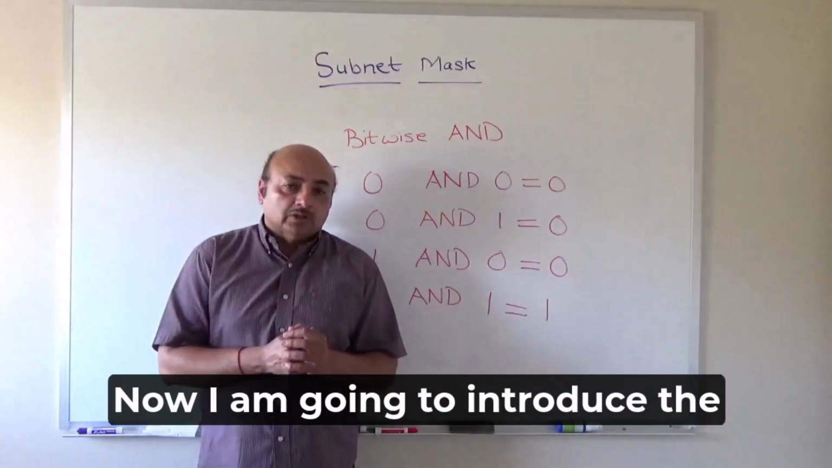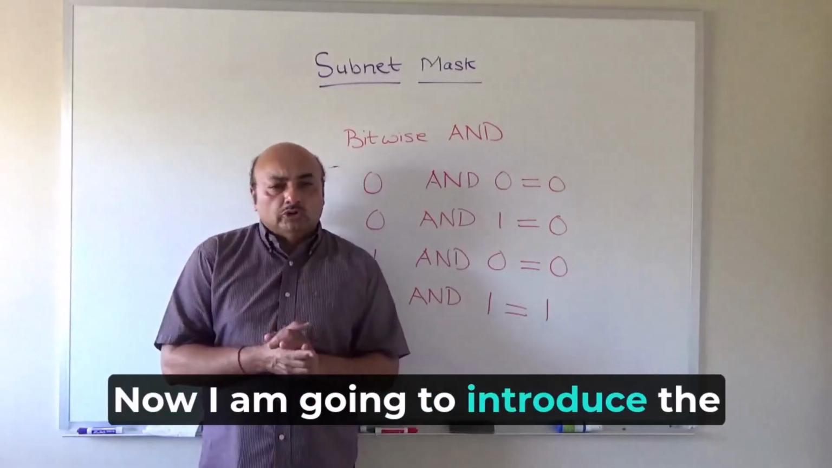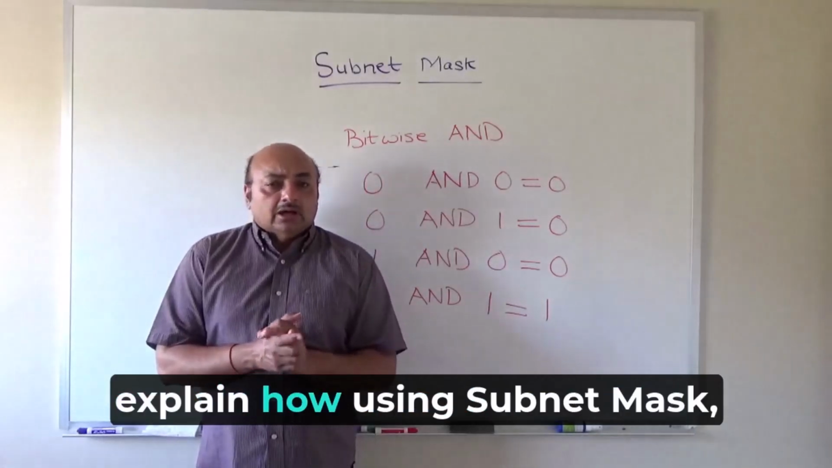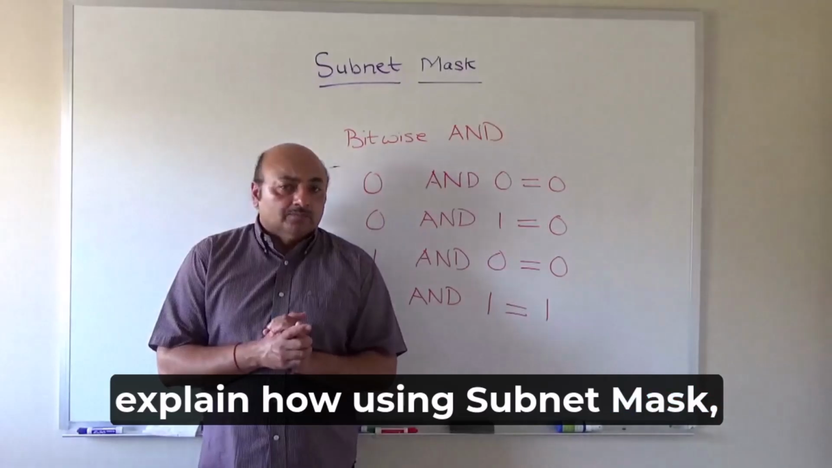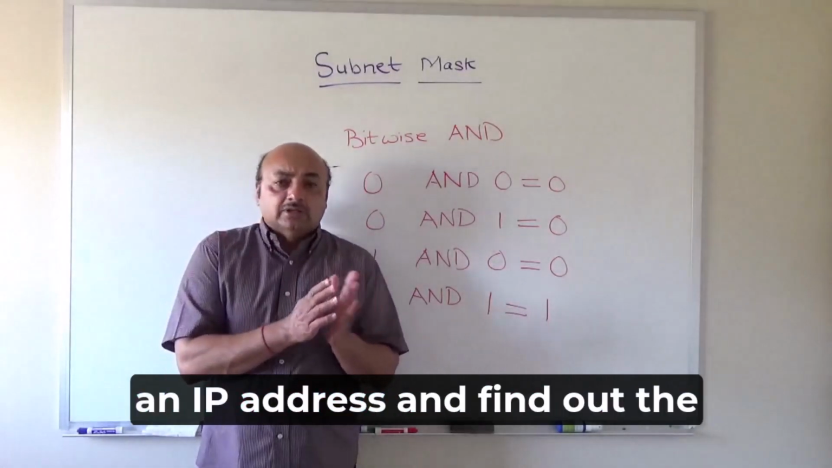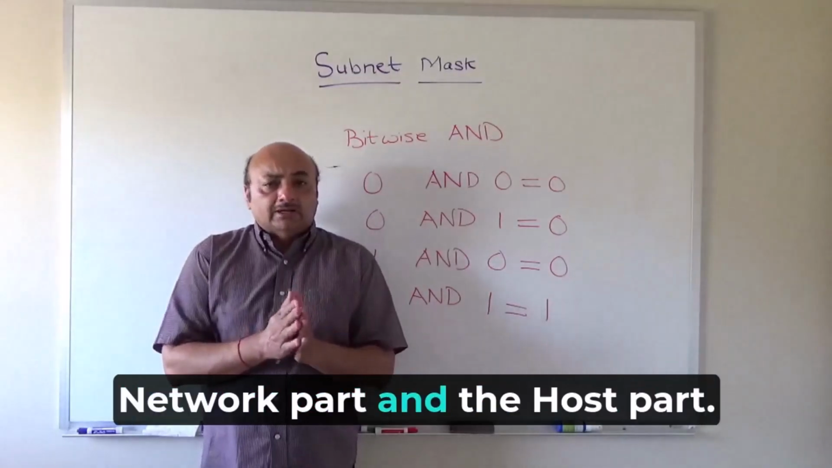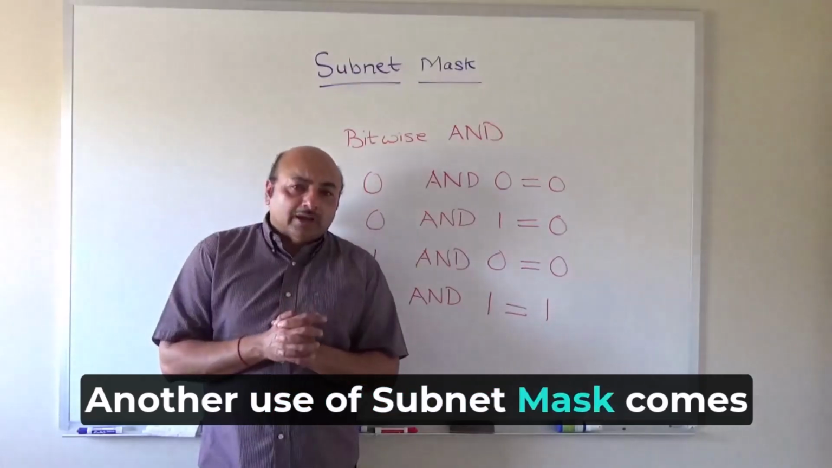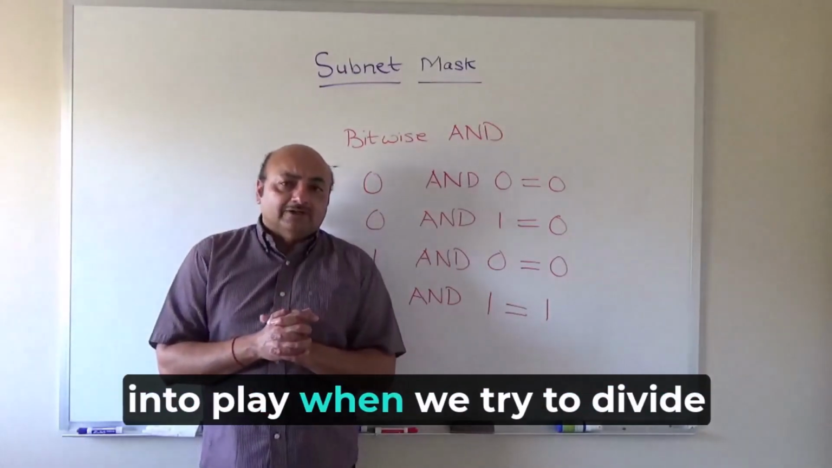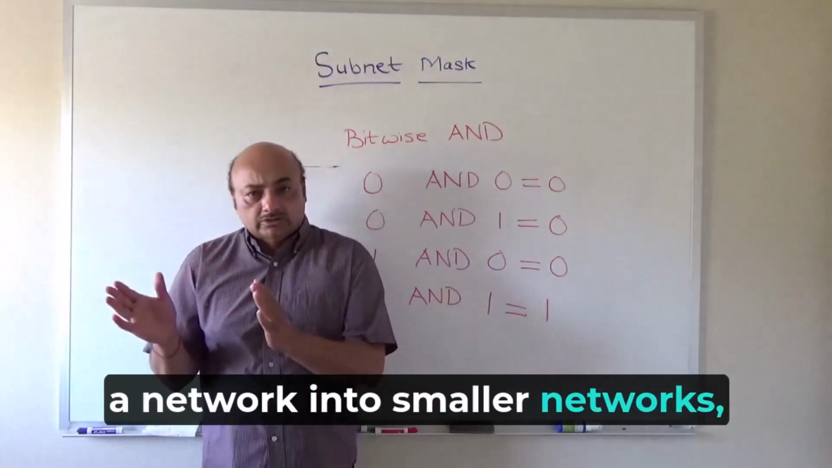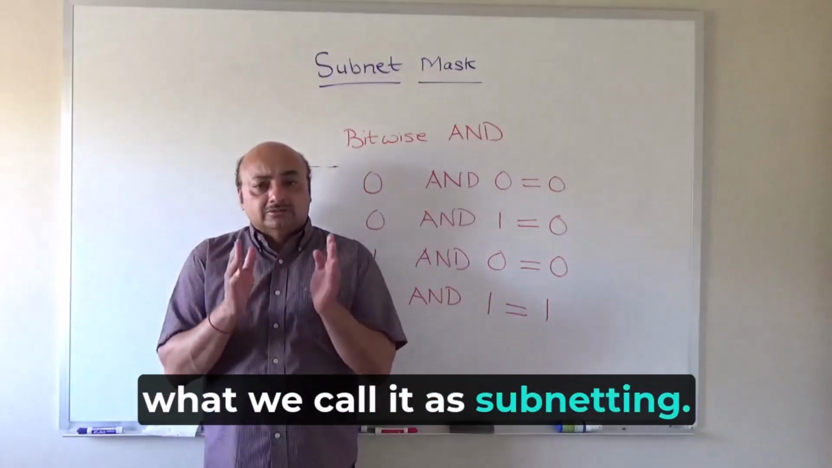Now, I am going to introduce the concept of subnet mask and explain how, using a subnet mask, we combine it with an IP address and find out the network part and the host part. Another use of subnet mask comes into play when we try to divide a network into smaller networks, which we call subnetting.